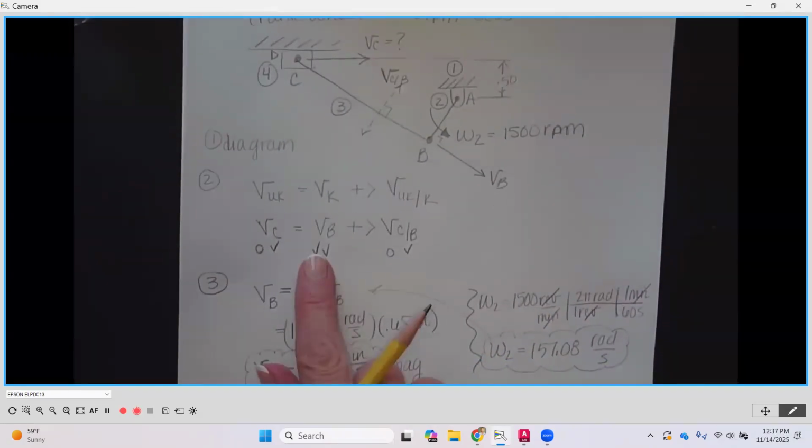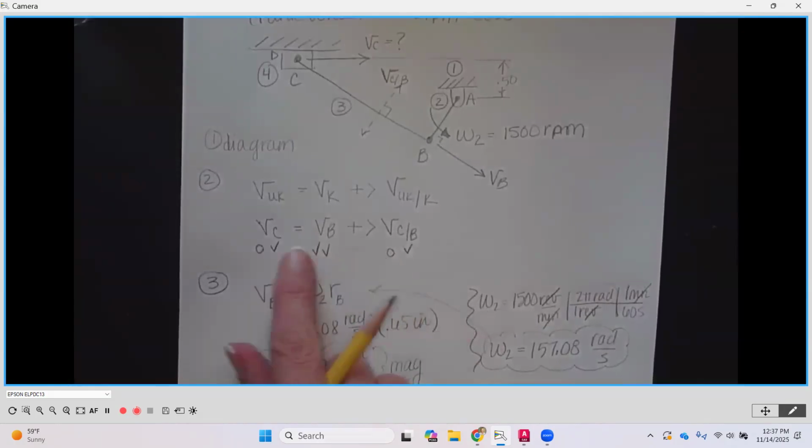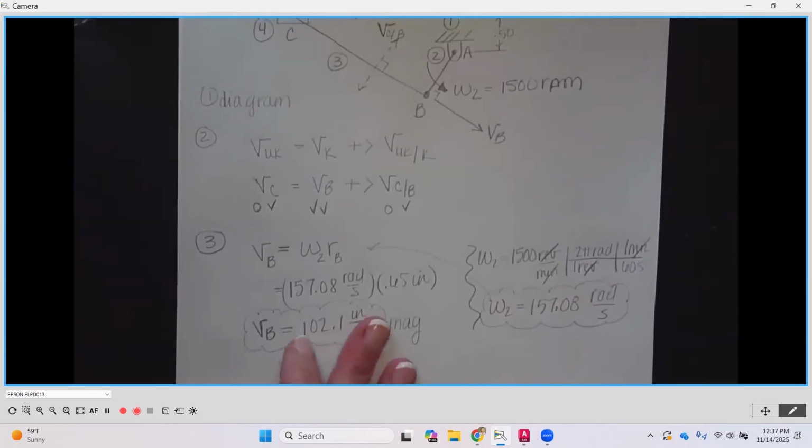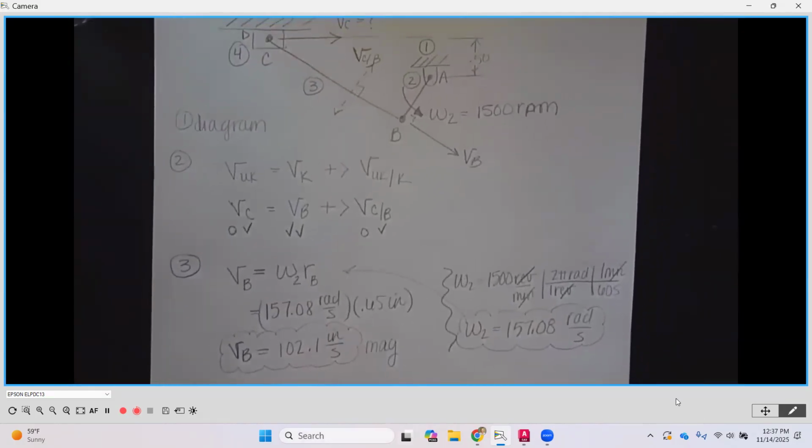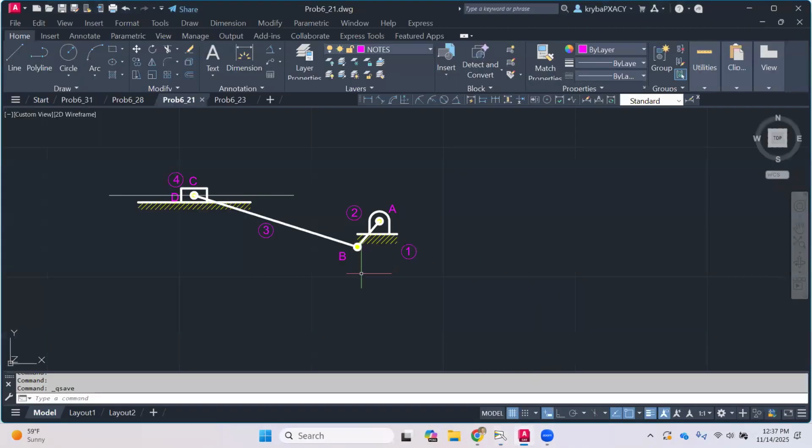So with that, we are ready to work with our vector equation here. We're going to go back over to AutoCAD, and we're going to use our diagram as well as this magnitude of the velocity of B to get to the velocity of C. As we know, when we drew our diagram, we were dealing with 0.65 and 3.25.